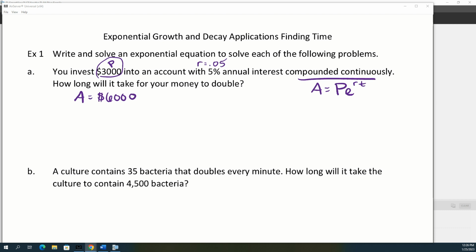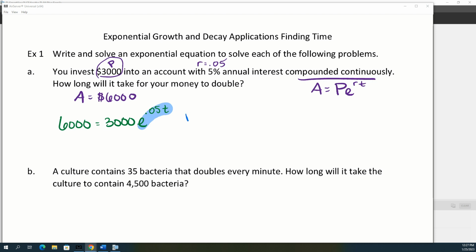All right, so I'm going to take those three things and put them into my formula. And then we're going to solve this equation for t. It's an exponential equation, so we want to get what I highlighted there in blue by itself first, or isolate that. So how would I do that?